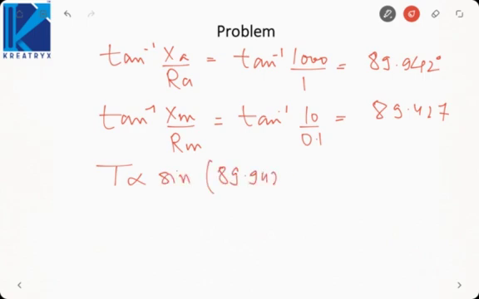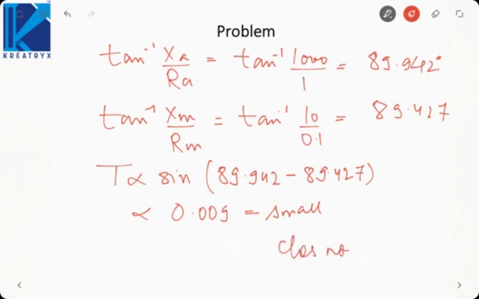So torque is proportional to sine of 89.942 minus 89.427. So it is proportional to 0.009, which is very small. So this torque may not be greater than the load torque, and hence this induction motor cannot be started. Okay, so it does not rotate.